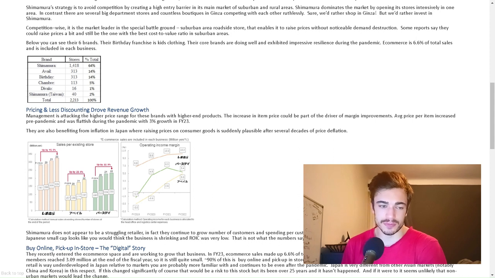Competition-wise, it is the market leader in the special battleground, a suburban area roadside store that enables it to raise prices without noticeable demand destruction. Some reports say they could raise prices a bit and still be the one with the best cost-to-value ratio in suburban areas. But all you can see there are six brands. The Birthday franchise is kids' clothing. Their core brands are doing well and exhibited impressive resilience during the pandemic. E-commerce is 6.6% of total sales and is included in each business.